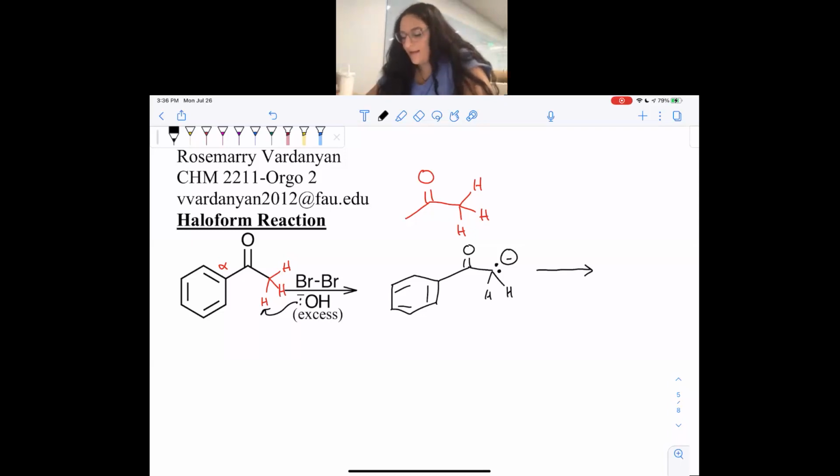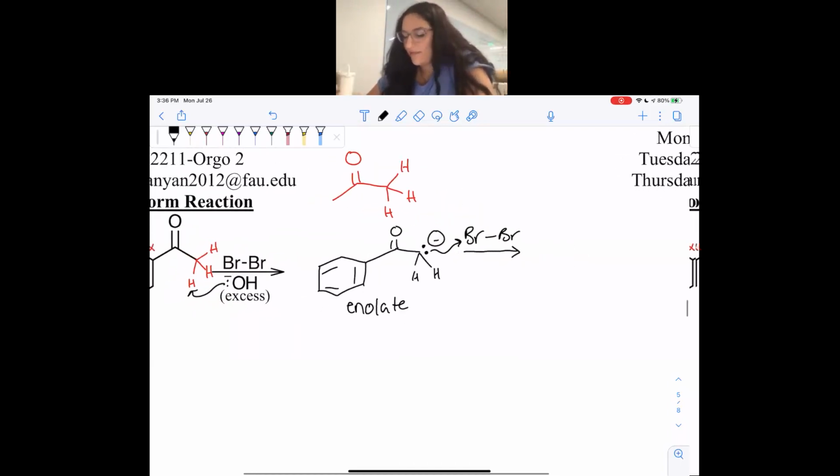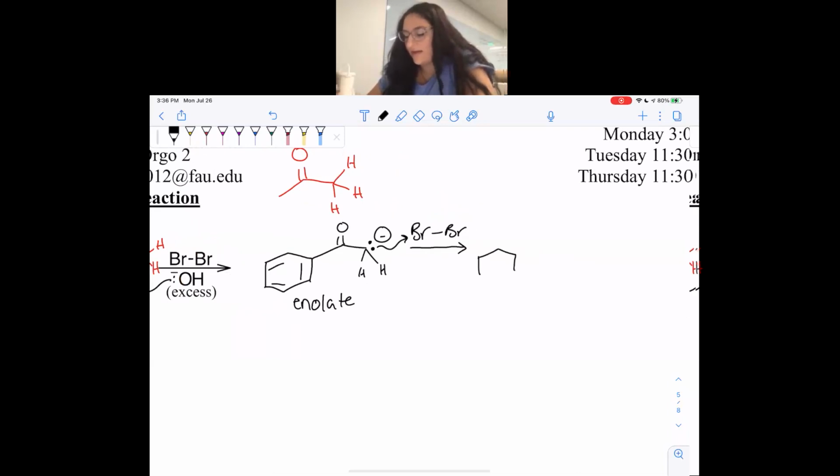The enolate. Cool. Just making sure. So the enolate is going to be the nucleophile. It's going to attack, and we are going to add a bromine. Woohoo. So exciting, right?